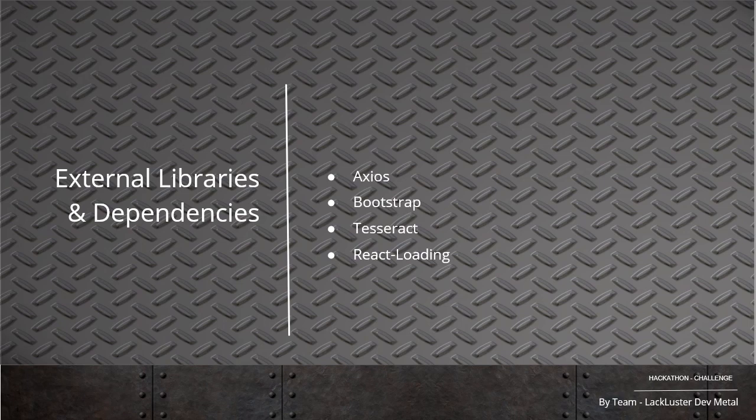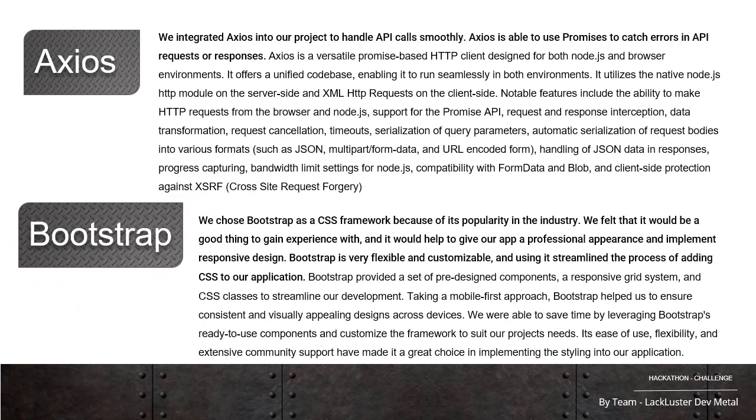These include Axios, Bootstrap, Tesseract, and React Loading. We integrated Axios into our project to handle API calls smoothly. Axios is able to use promises to catch errors in API requests or responses. Axios is a versatile promise-based HTTP client designed for both Node.js and browser environments. It offers a unified codebase, enabling it to run seamlessly in both environments, and it utilizes the native Node.js HTTP module on the server side and XMLHttpRequests on the client side.